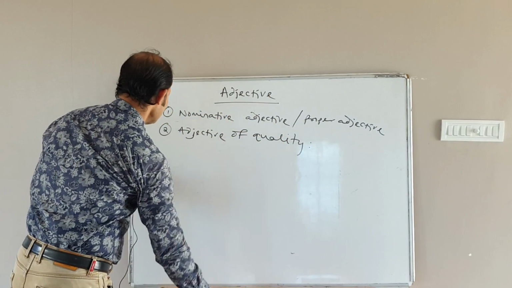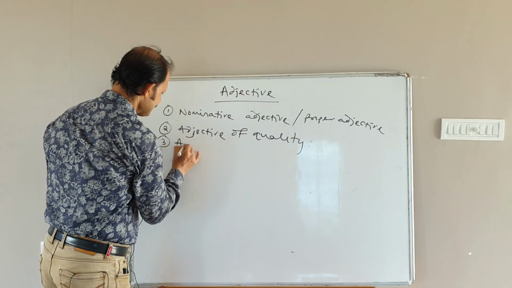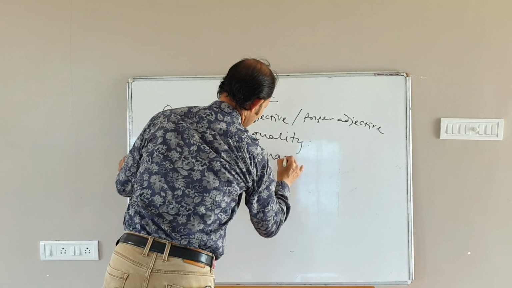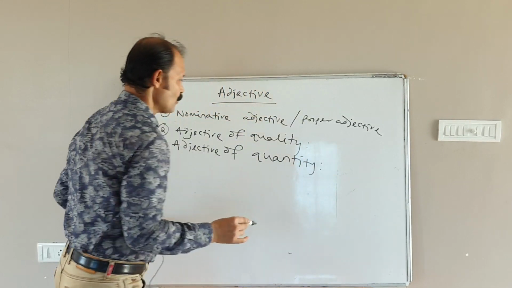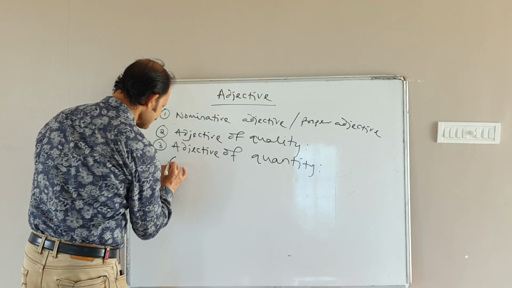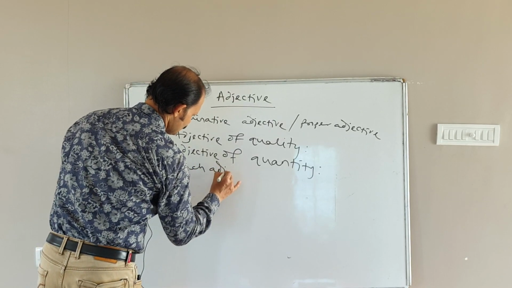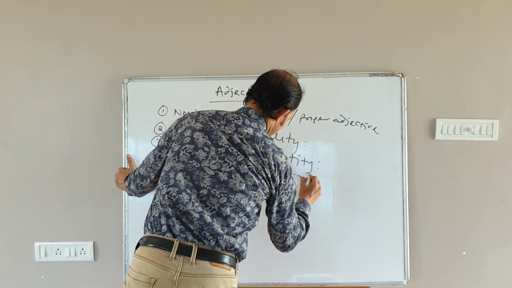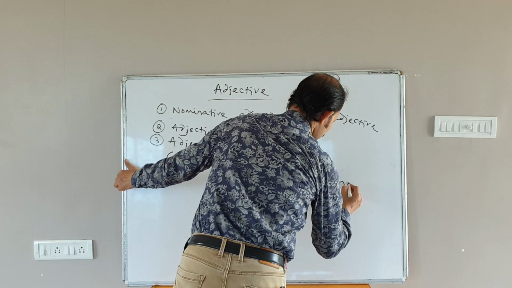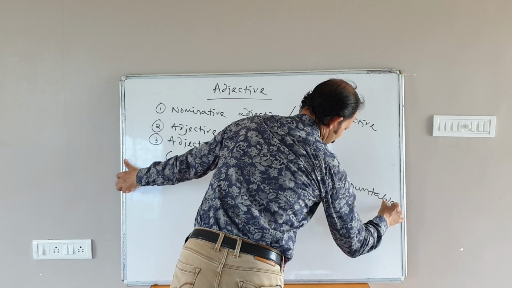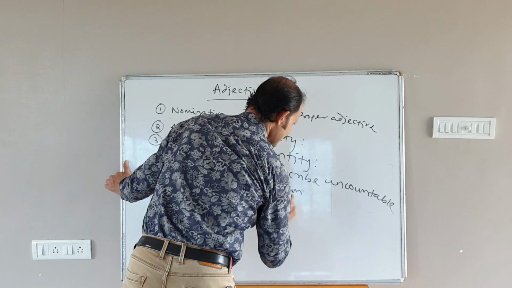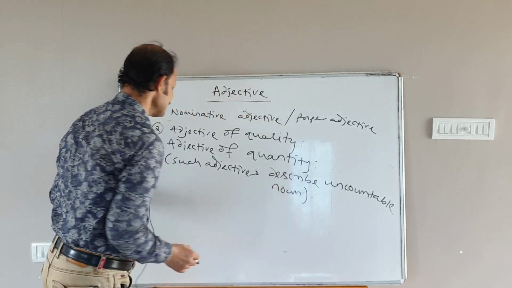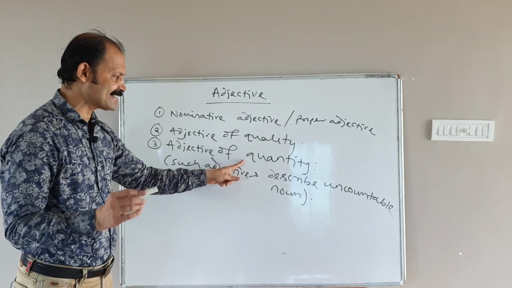Then third one, adjective of quantity. Quantity means how much. Remember that such adjectives describe uncountable noun, because when such adjectives describe countable noun, that is adjective of number. So adjective of quantity words actually describe uncountable noun.